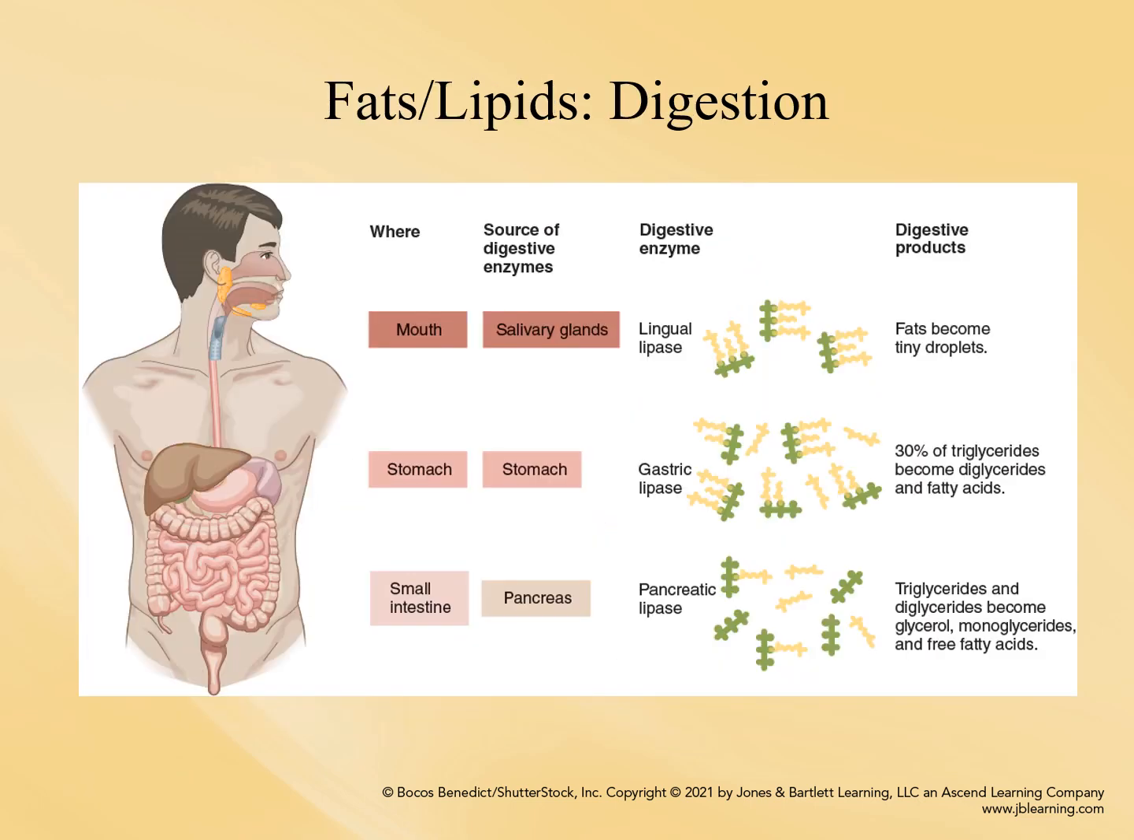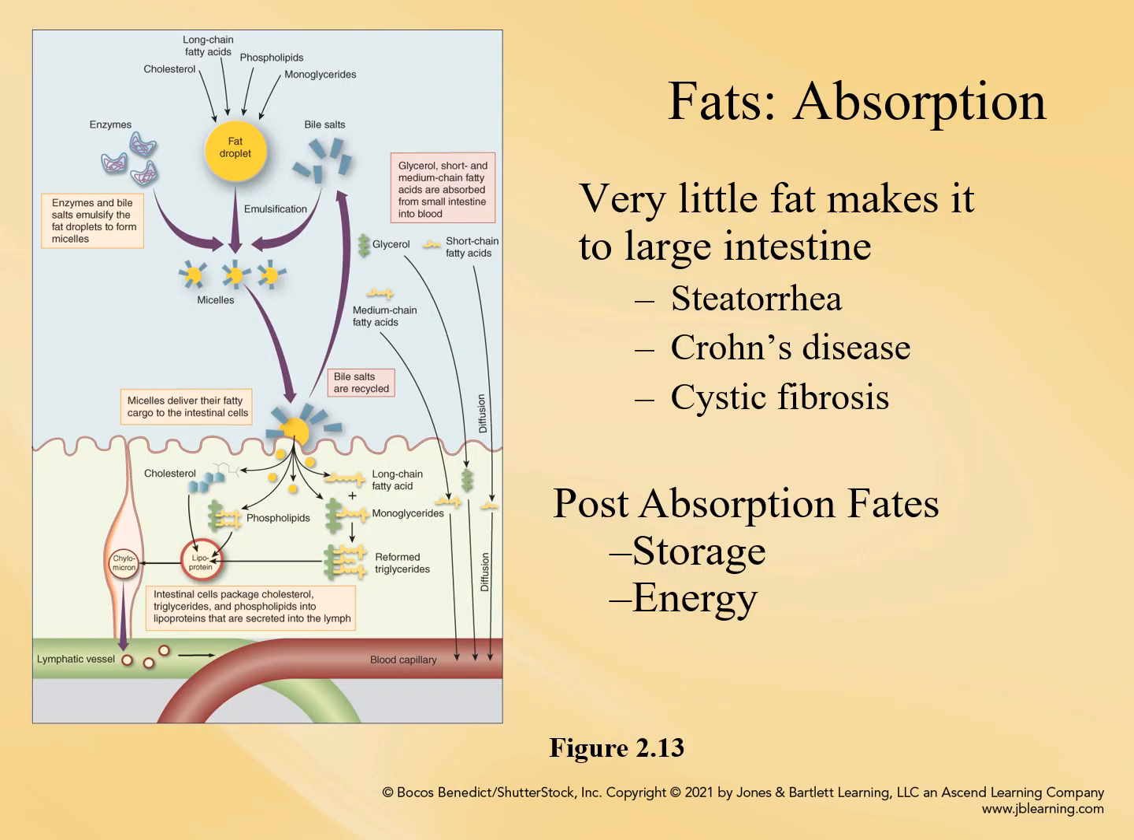The digestion of fat involves enzymes named lipases. Lingual means mouth, gastric refers to the GI tract, and pancreatic means the lipase has been secreted from the pancreas. You'll see that the breakdown of fats produces progressively smaller individual pieces. It can be packaged ultimately in the small intestine to form micelles and travel forward. Very little fat makes it to the large intestine unless you have some sort of absorption disease such as steatorrhea.